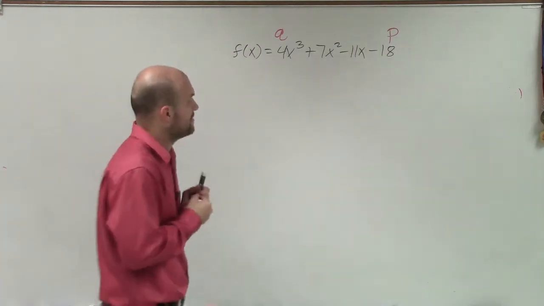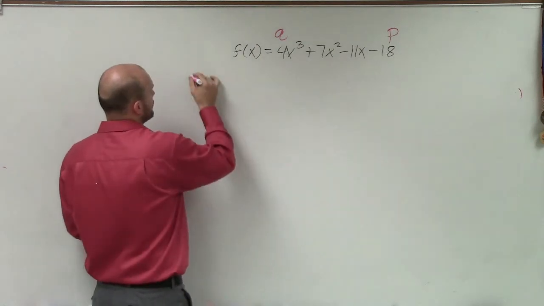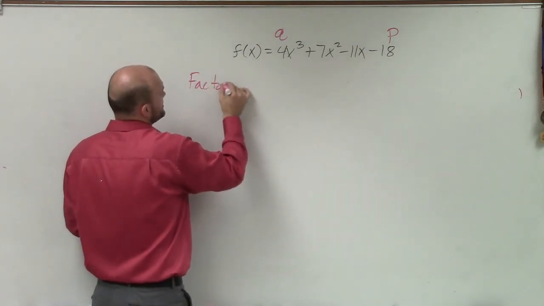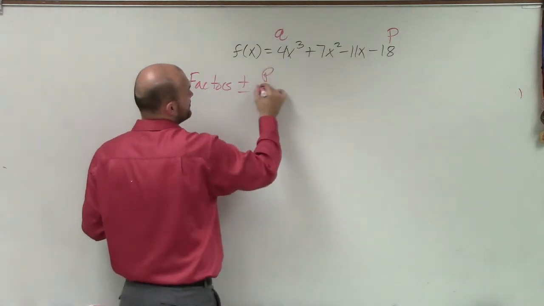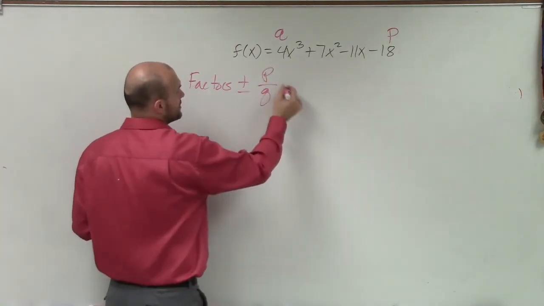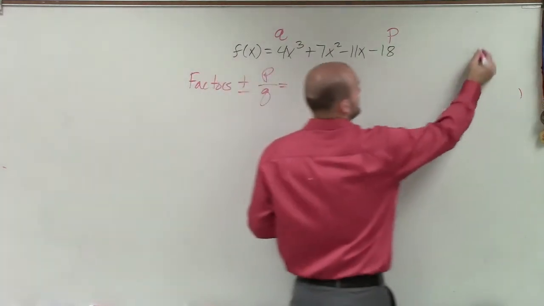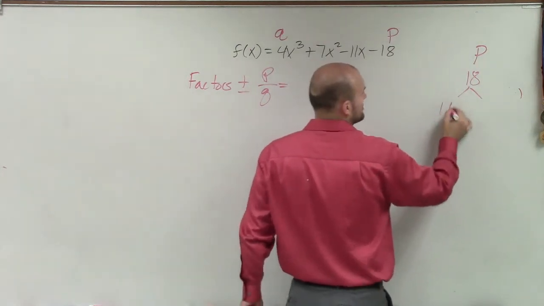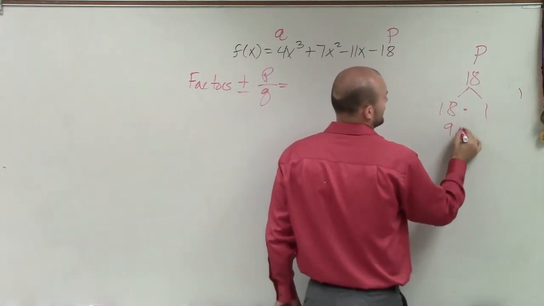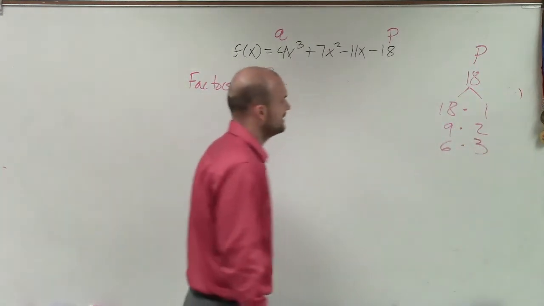Now, again, remember, the sign of them is not going to matter, because when we do the P over Q test, we're only dealing with the factors and the plus or minus of the factors of P over Q. So first thing we need to do is identify P and then identify all the factors of P. So P is 18. We identify all the factors. So it's going to be 18 times 1, 9 times 2, 6 times 3. And that's going to be it.